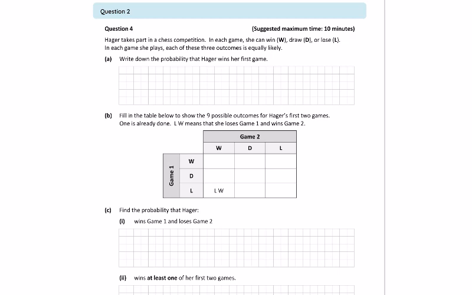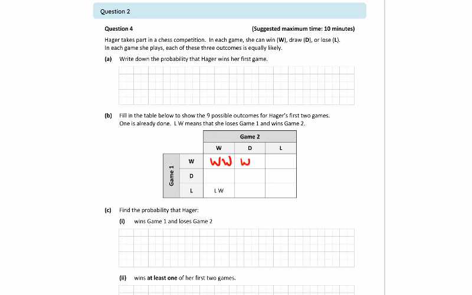A very similar question was asked in 2018. Hager takes part in a chess competition, and in each game she can win, draw or lose again. In each game she plays, each of these 3 outcomes is equally likely. Write down the probability that Hager wins her first game. And then in part B, fill out the table to show the 9 possible outcomes for the first 2 games. We've done this in the last question.